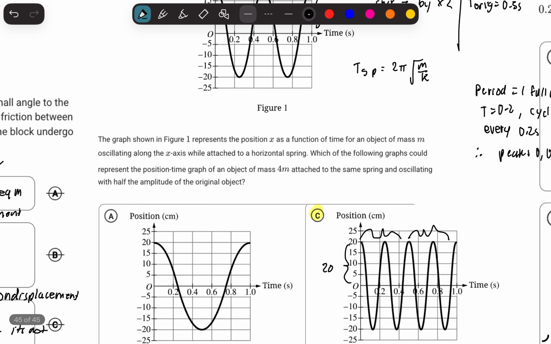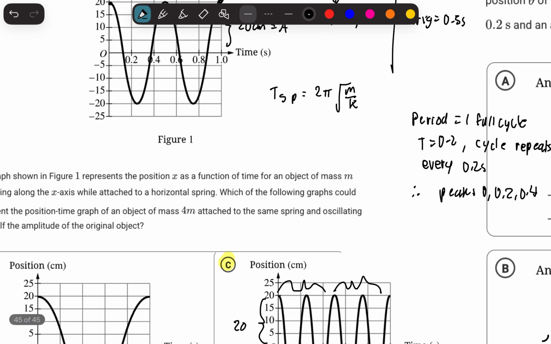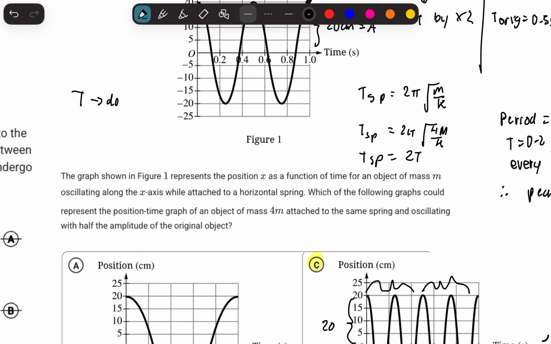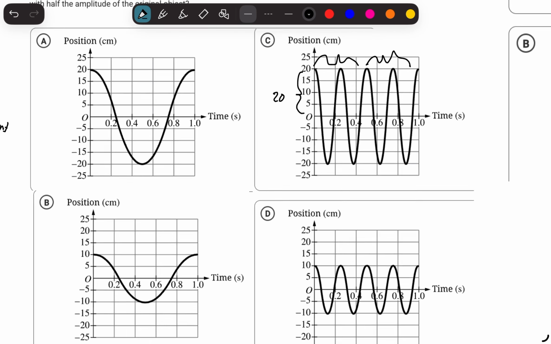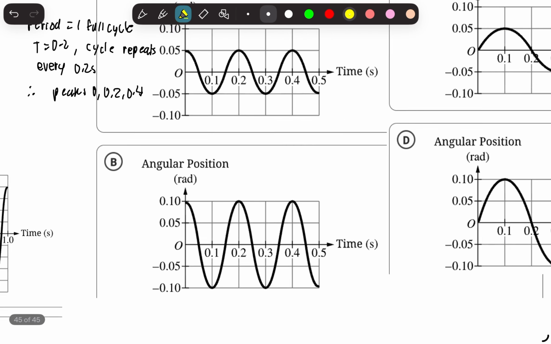Okay, so what you have here is your 2 pi square root of m over k, so that's going to be equal to 2 pi square root of 4m over k. So that's equal to 2T. So that means your T is going to be double. Therefore, your oscillations are going to be slower, which does not match this one. That's going to be this one.